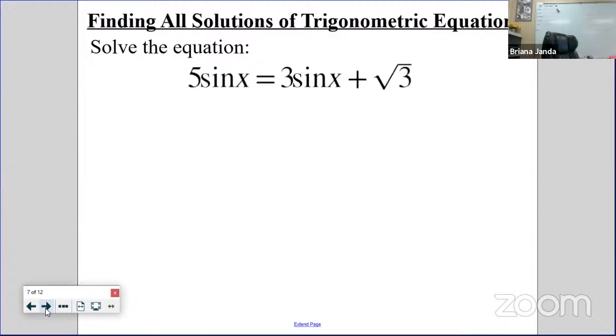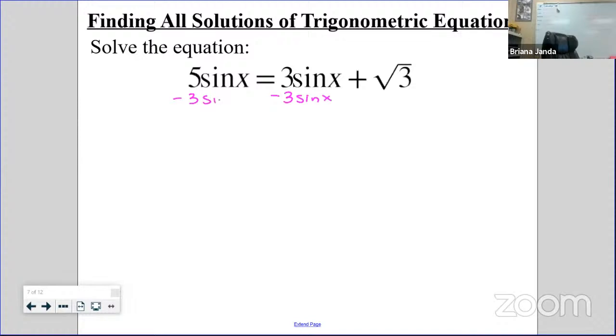Five sine of x equals 3 sine of x plus the square root of 3. So again, think about getting your like terms onto the same side of the equation. In this case, I would want to get my sine of x's onto the same side of the equation. And the way that this equation is set up, I would do that by subtraction, right? So I'm going to start by subtracting, and I'm going to move my sine of x's to the left-hand side here. So I'm going to subtract 3 sine of x.